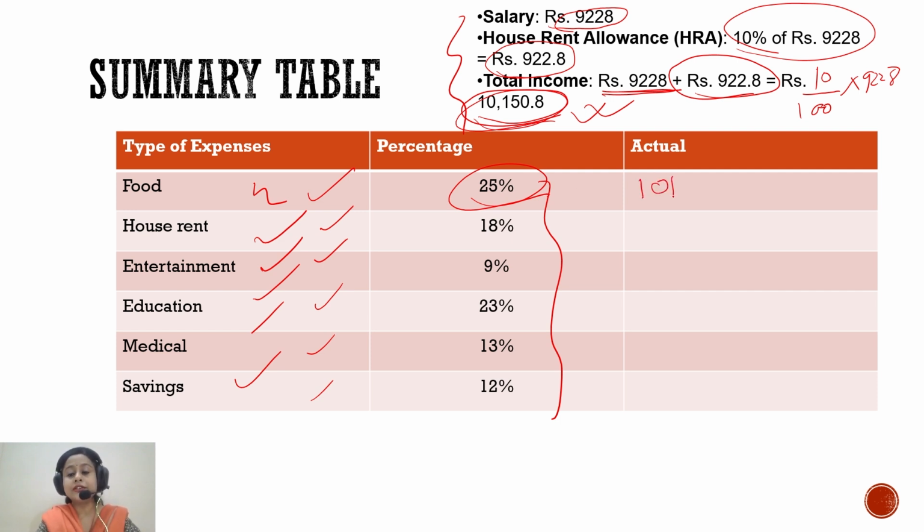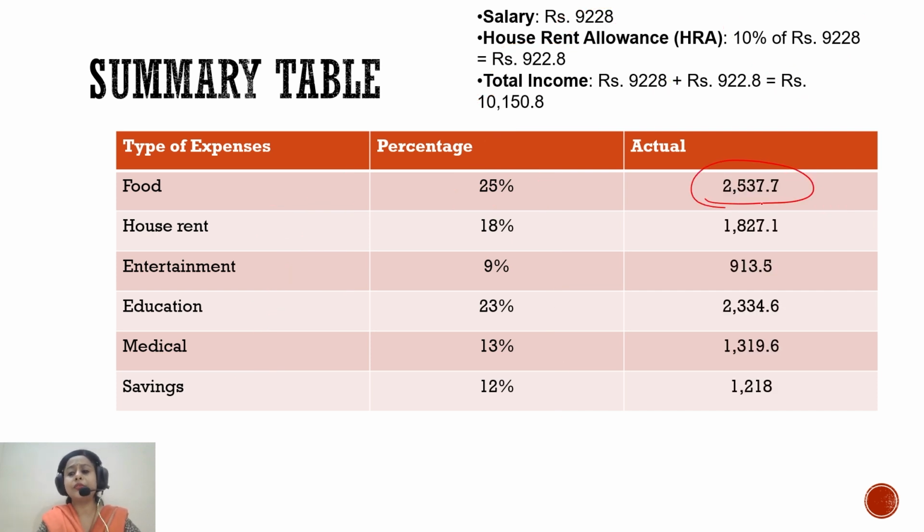So we will write, this is our total income, and 25% of total income means 25 by 100. So this into 25 by 100 will be the expenditure on food. So very easily you can do this. You just do it, and with this you will get this amount, right? This is the actual amount you will get if you calculate.